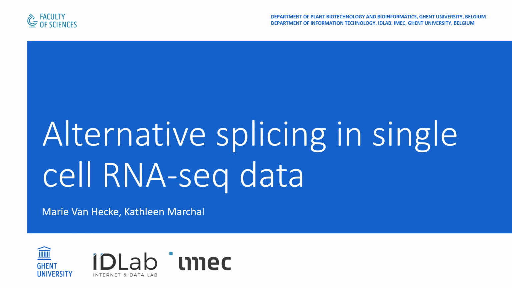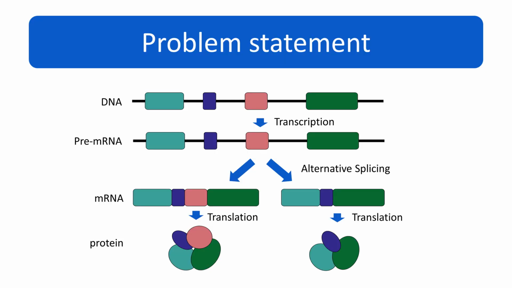How can we study alternative splicing in single-cell RNA-seq data? So first of all, what is the biological question that we want to study? We want to study the regulatory process of RNA splicing.